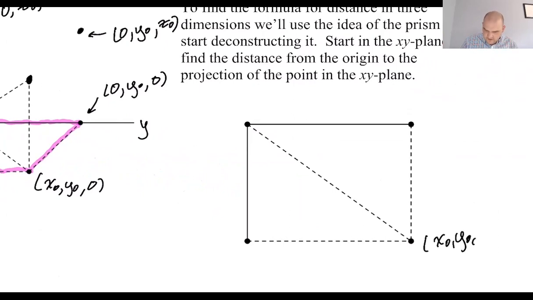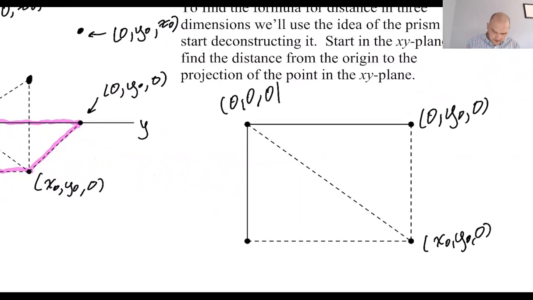x0, y0, 0, and y0, 0. This is the origin, so 0, 0, 0. That kind of looks like a theta. It's a 0. And then x0, 0, 0.